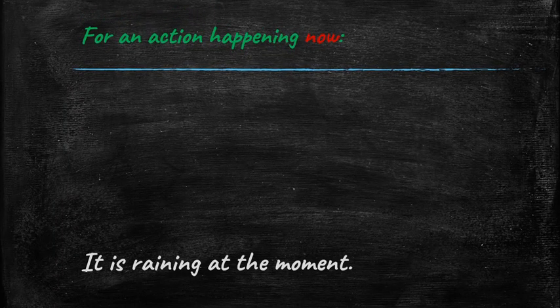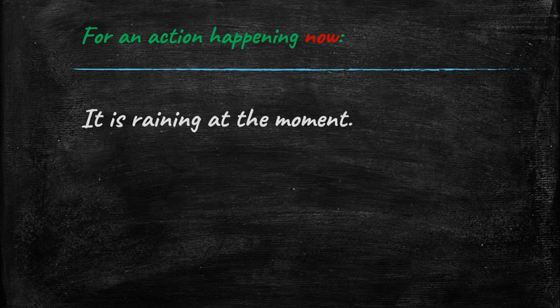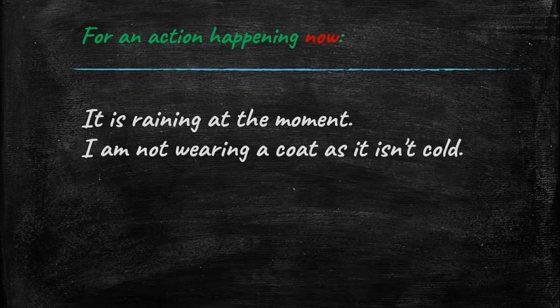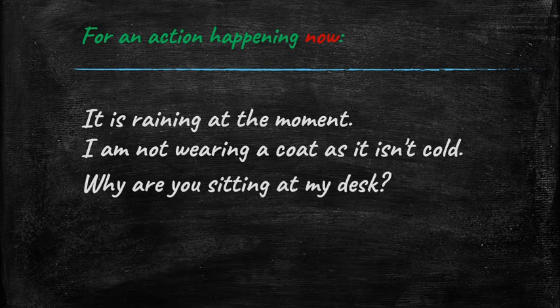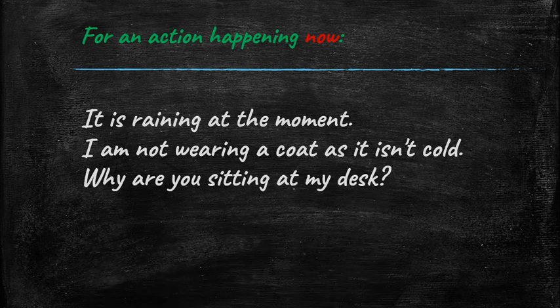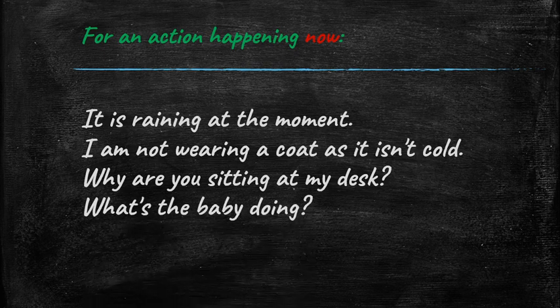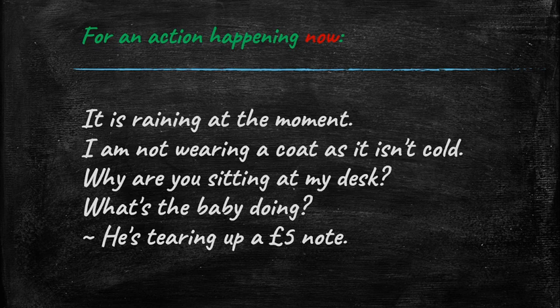So for an action happening now, for example, it is raining at the moment. So when we say it is raining at the moment, we mean that something is happening right now. I am not wearing a coat as it isn't cold. Why are you sitting at my desk? What's the baby doing? He's tearing up a 5-pound note.